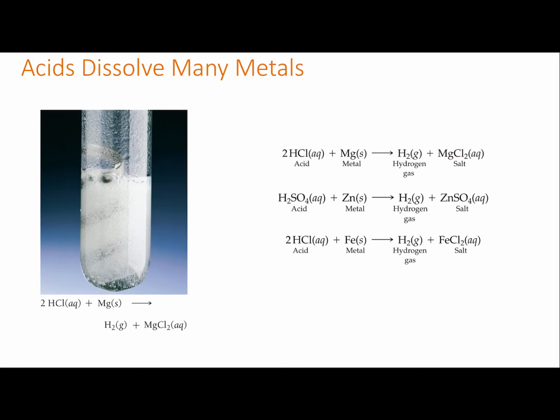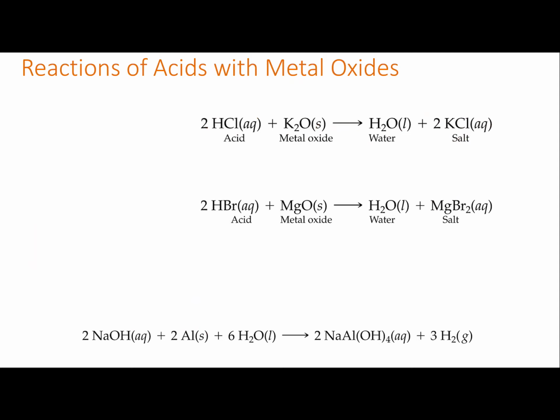Now, acids do react with metal oxides to produce water and a dissolved salt. And so here's an example of that. Hydrochloric acid reacts with potassium oxide to form water and potassium chloride. Metal oxides, of course, being not strictly bases, like acid-base reactions, but this is just showing some reactions of acids. And then hydrobromic acid, of course, reacts with magnesium oxide to form water and magnesium bromide.